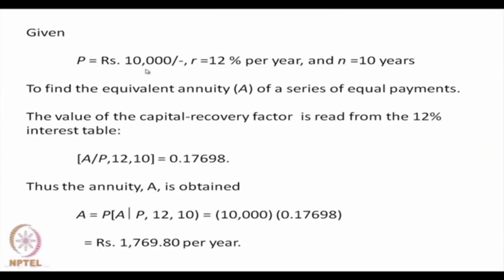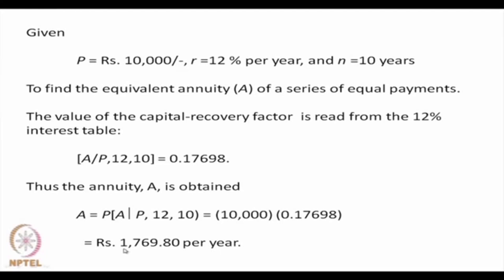P is given as 10,000 rupees, R is given as 12% per year, N is given as 10 years. We have to find the equivalent annuity A of the series of equal payments for 10 years. So, first of all, we read the capital recovery factor from the interest table, A given P, R and N, that is 0.17698, and multiply that with P, 10,000.